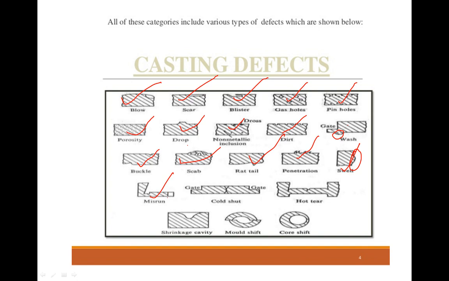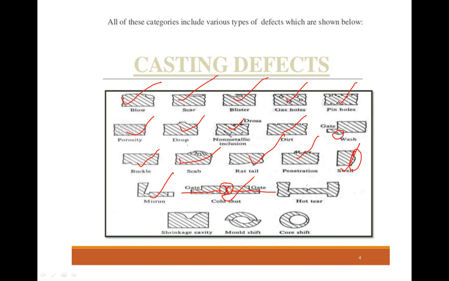The molten metal does not reach the full cavity and does not fill the mold cavity completely. Some portion of the cavity will be left unfilled; that is called a misrun. When two streams of molten metal meet but are not diffused or mixed with each other, a portion will not fuse; that is called a cold shut. Before reaching this portion, the metal solidifies at this end. So that is the cold shut.